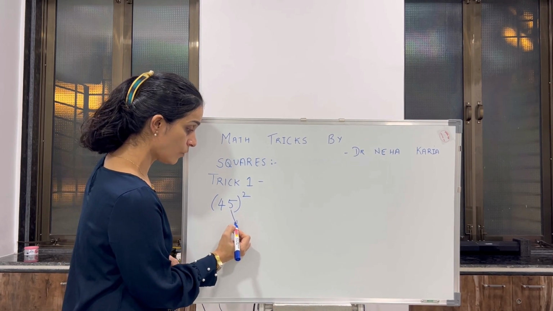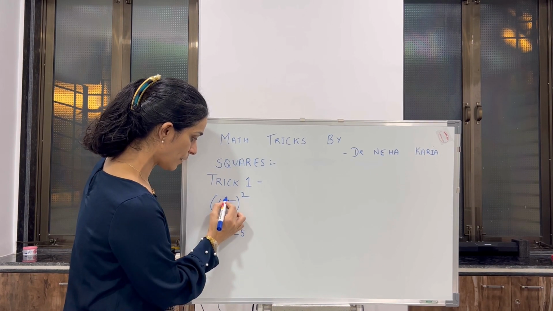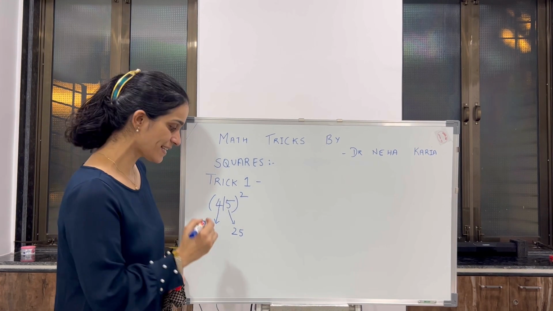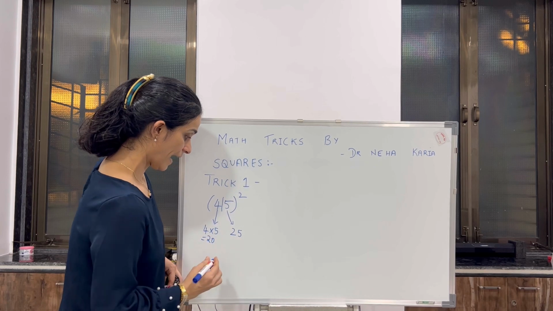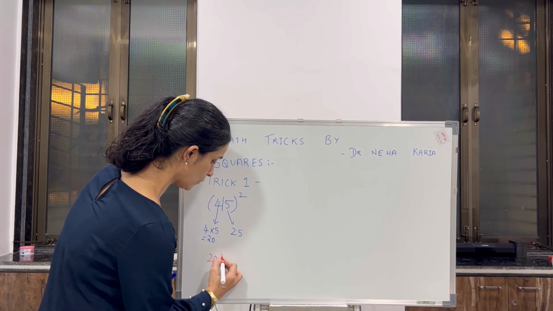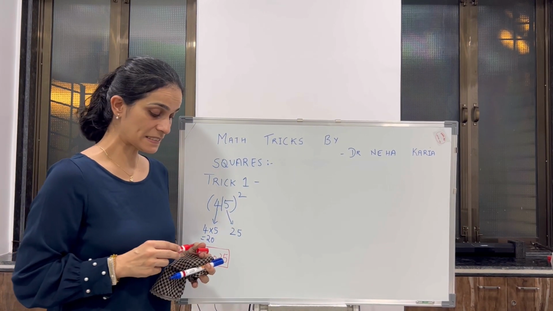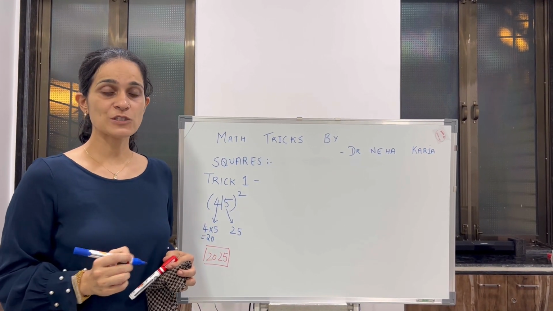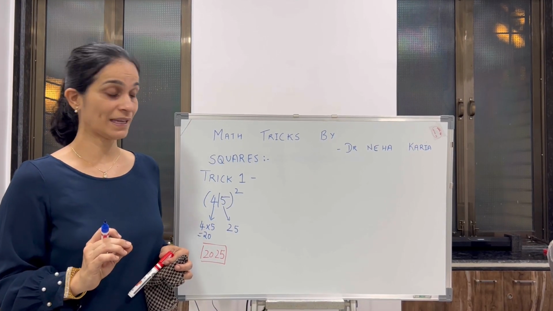First, we know 5 into 5, that is 25. And the remaining number 4, multiplied with its next immediate number, which is 20. And what will be your answer here now? 2025. You can get this answer in less than 30 seconds. This rule applies to 3-digit, 4-digit, 5-digit, any kind of numbers ending with 5.